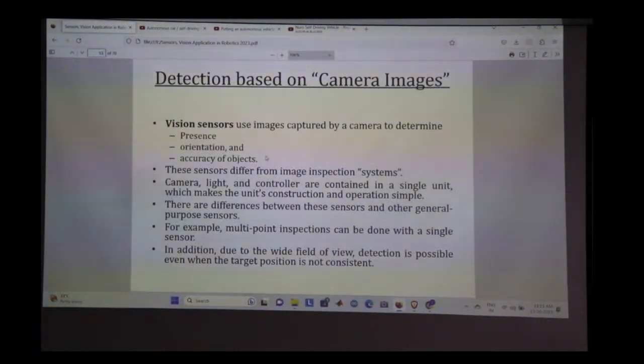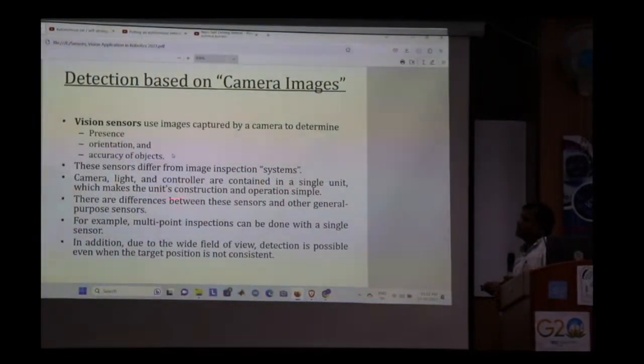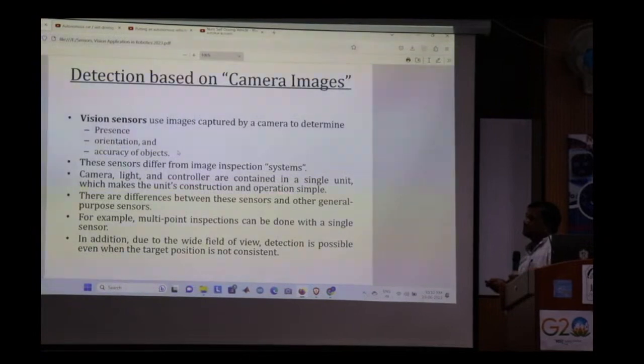We have detection based on camera images. We have discussed a lot about this one. With a vision sensor, you use the image captured by the camera, and you can know the presence, orientation, and accuracy of the object. If you take an image, you can know about these things. These sensors differ from image inspection systems. Camera, light, and controller are contained in a single unit, which makes the unit construction and operation simple.